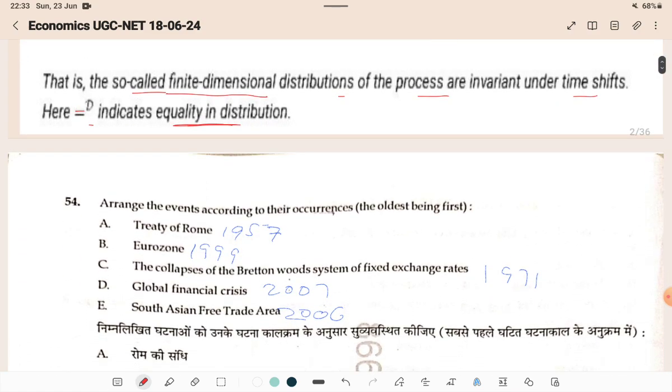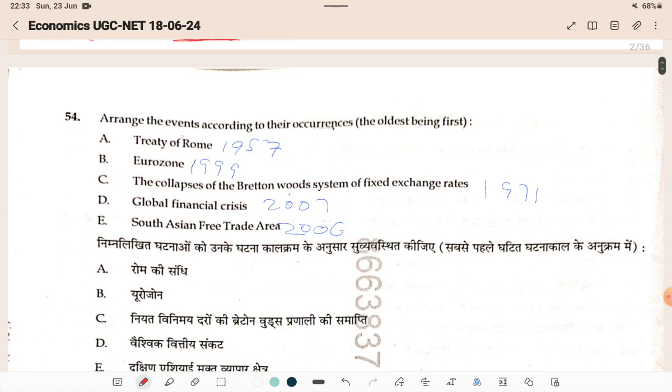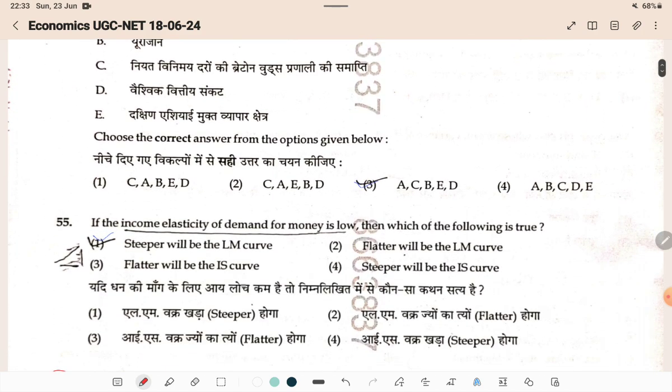Now the next question: arrange the events according to their occurrence, the oldest being first. The Treaty of Rome was in 1957, Eurozone 1999, the collapse of the Bretton Woods system of fixed exchange rate in 1971, the global financial crisis 2007, and the South Asian Free Trade Area 2006. So the third answer will be the right option here.